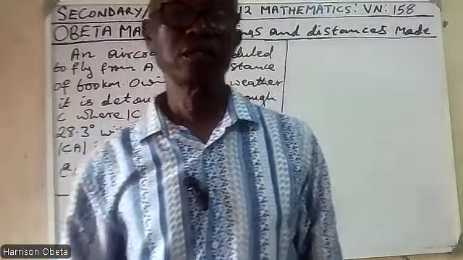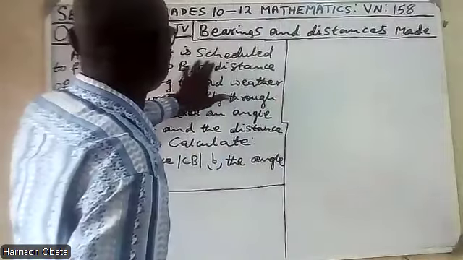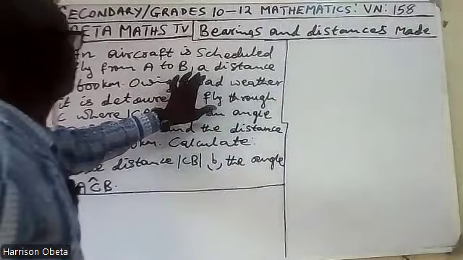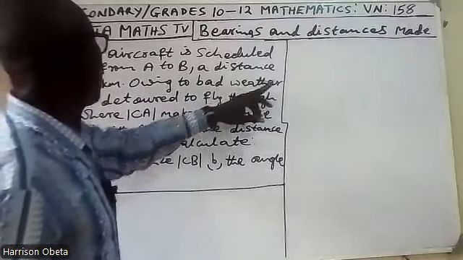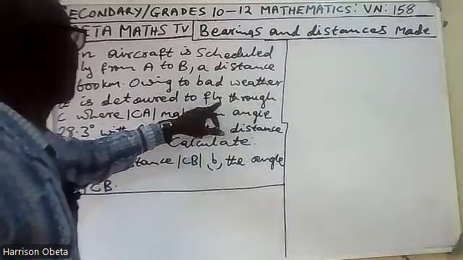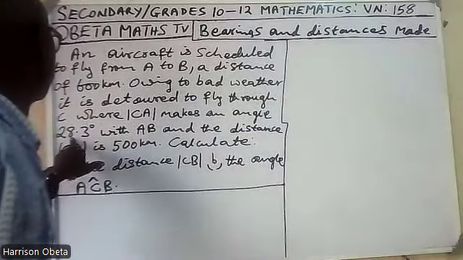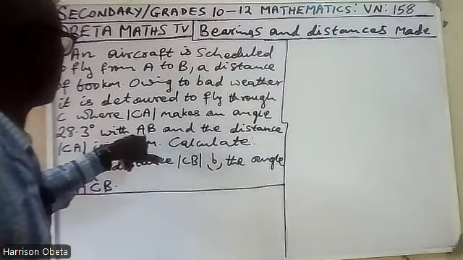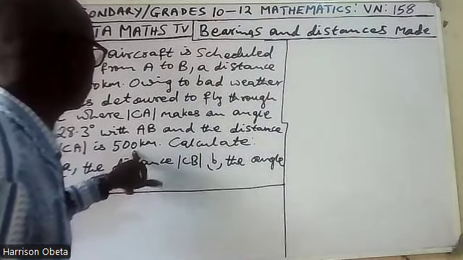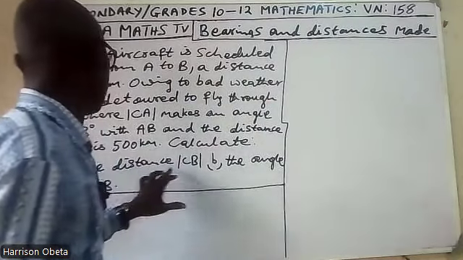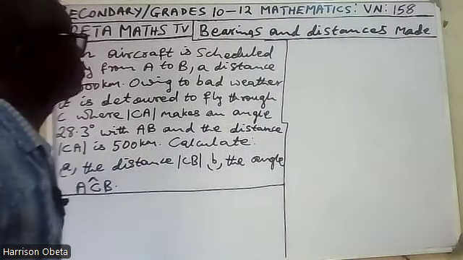So let's start by solving the question on the board. An aircraft is scheduled to fly from A to B, a distance of 600 kilometers. Owing to bad weather, it is deterred to fly through C, where CA makes an angle 28.3 degrees with AB, and the distance CA is 500 kilometers. We are to calculate the distance CB, and then secondly, the angle ACB.